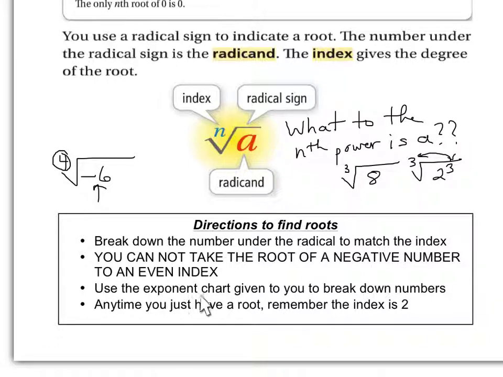You're going to use the exponent chart. You'll see a picture of the exponent chart on here, and you're going to get one of these as well. You're going to be able to use that to break down your numbers. You're not going to have to memorize what these powers are. Anytime you just have a root, remember the index is 2. They're not going to write that in there for you. If all I have is a square root, there is a 2 here. They don't write it. It's just like a 1 in front of a variable.